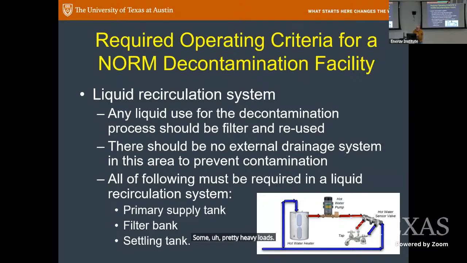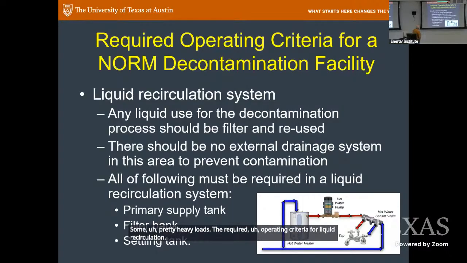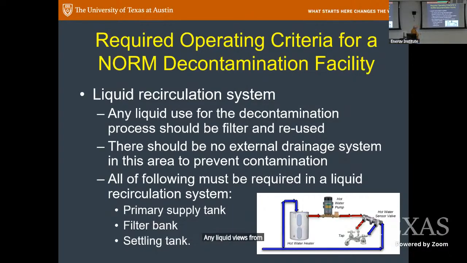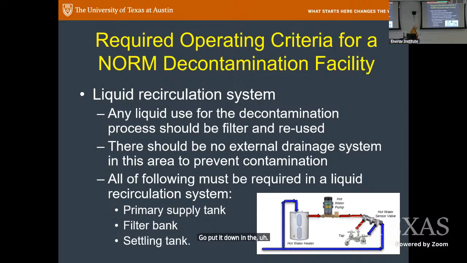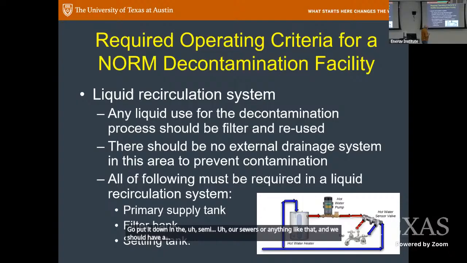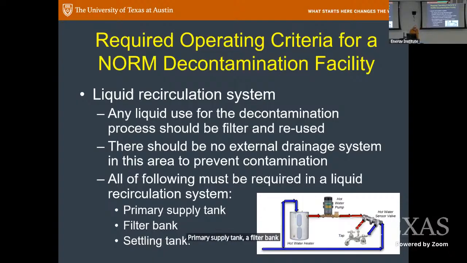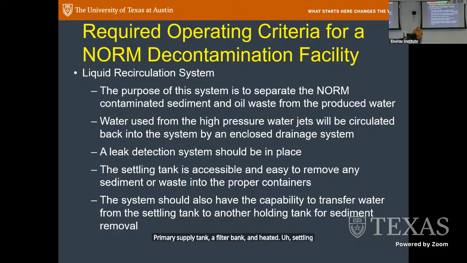The required operating criteria for liquid recirculation: any liquid used for the decontamination process should be filtered and reused. There should be no external drainage system in the area, to prevent contamination. So if you use water or any other type of liquid substance, make sure that it stays on site. Don't put it down in the city sewers or anything like that. And you should have a primary supply tank, a filter bank, and a settling bank as well.